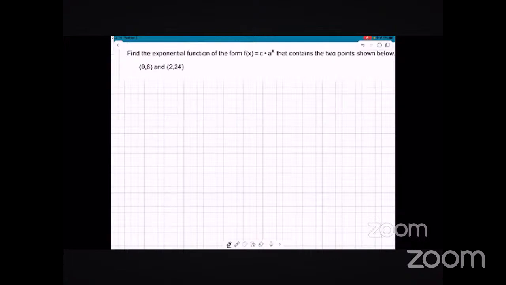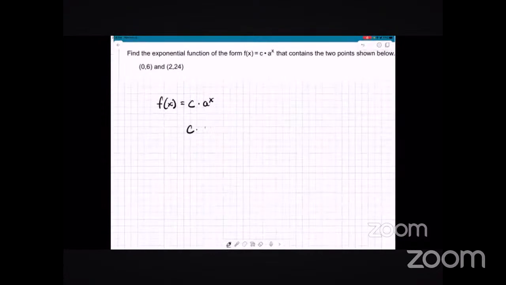Okay, so we want to fit this data to f of x equals c times a to the power of x. We're given that when x is 0, the corresponding y is 6. So let's plug that in. C times a to the power of 0 equals 6. Now a to the 0 is going to be 1, so that means that c equals 6.